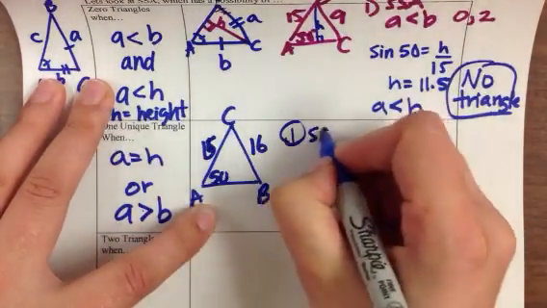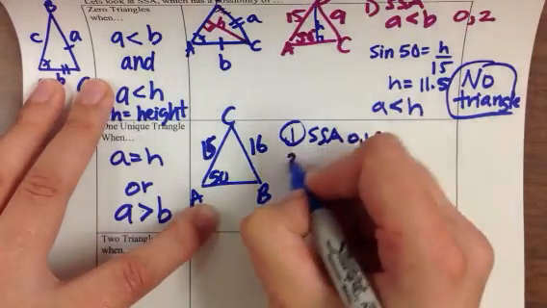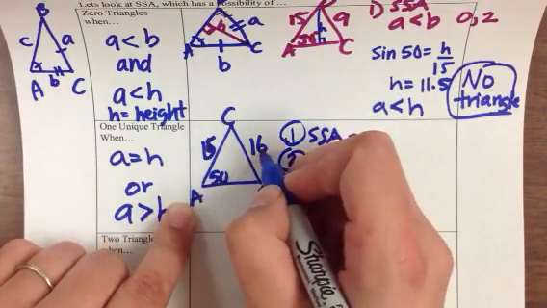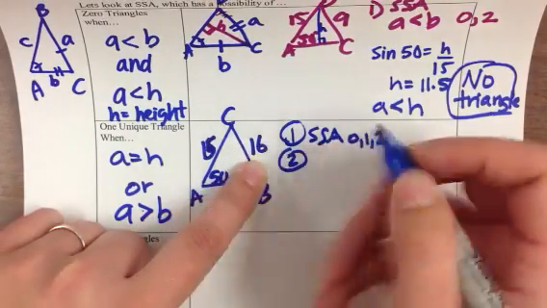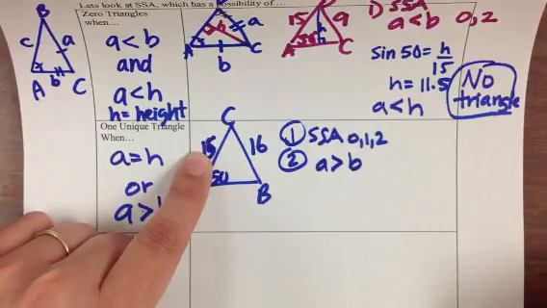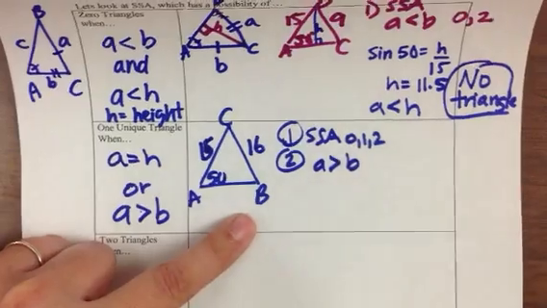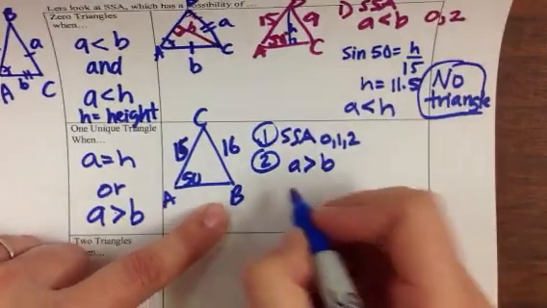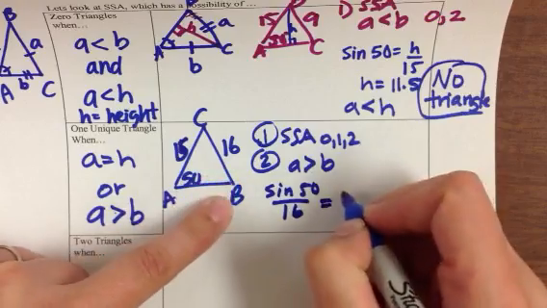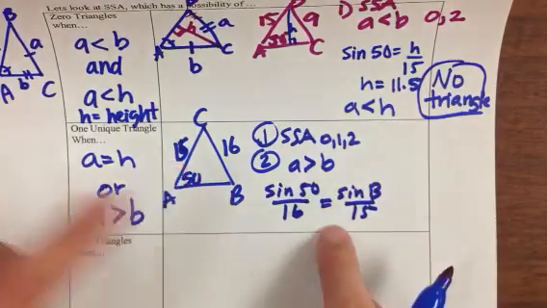Side-side angle. Side-side angle either has 0, 1, or 2 solutions. Step 2, the side across from the given angle is greater than the opposite side. So that means right away I have one triangle. So I can just start solving. So the sine of 50 over 16 equals the sine of angle B over 15. I calculate that.